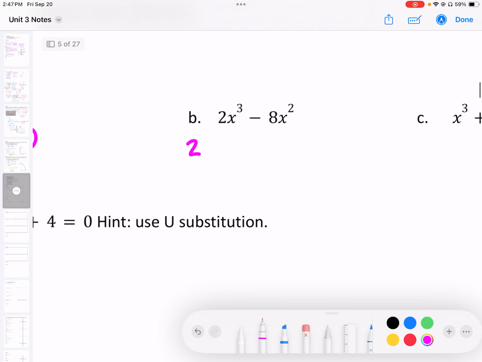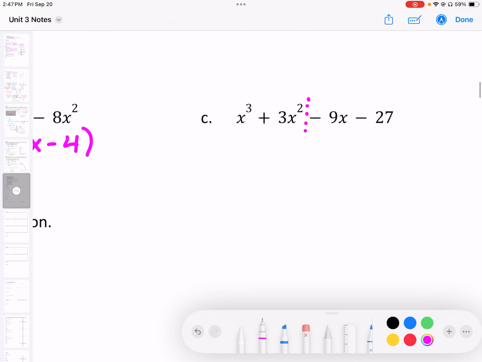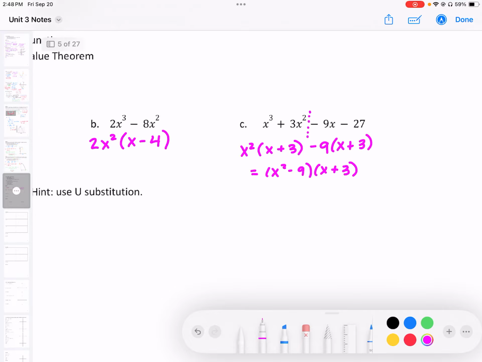And the next one, we'll go ahead and factor out a 2x squared, leaving us x minus 4 inside those parentheses. And for that third one, I'll go ahead and factor by grouping. I'll take out x squared, and I'm left with x plus 3 inside, and I'll take out a negative 9, and I'm left with x plus 3. Rewriting this will yield this expression. I could leave it like that. You could continue to expand x squared minus 9, but that would be unnecessary.